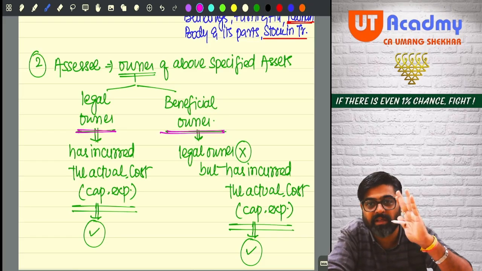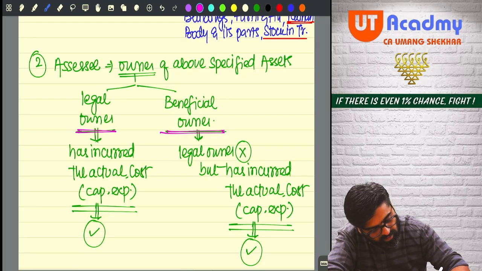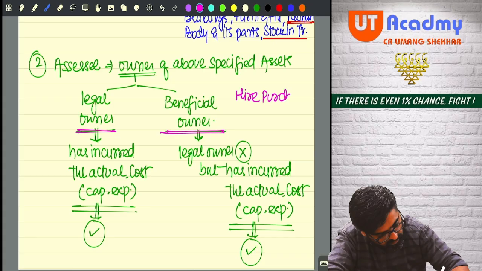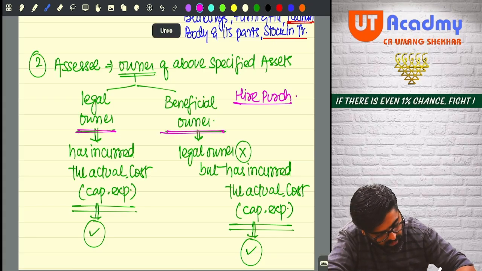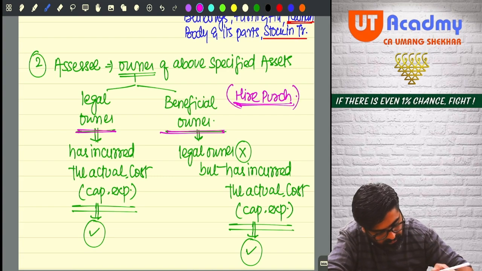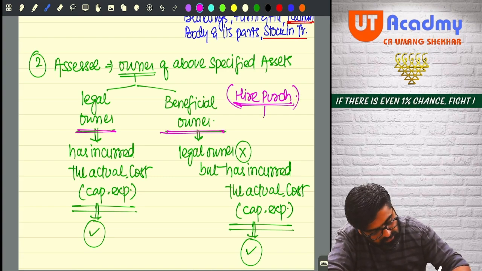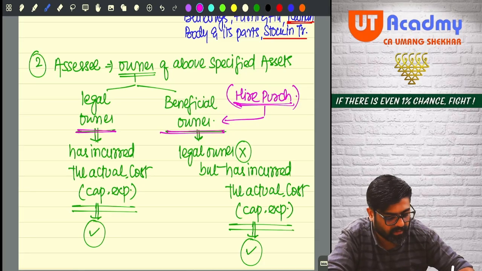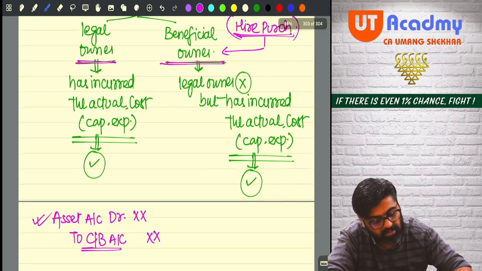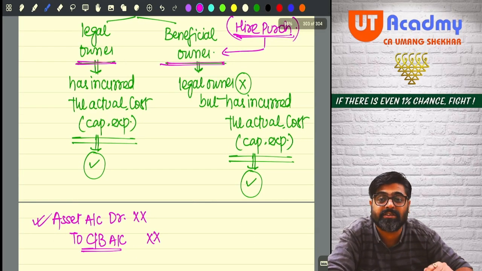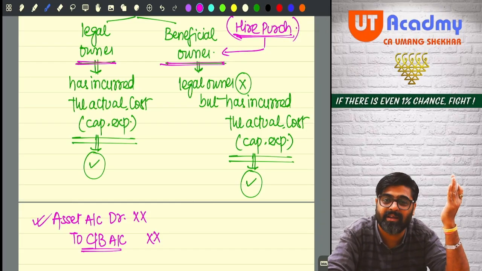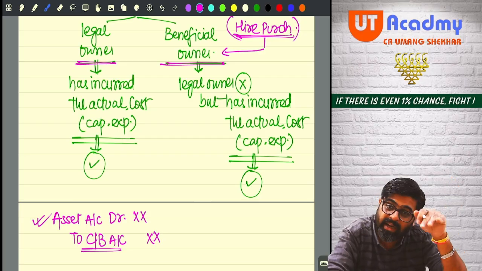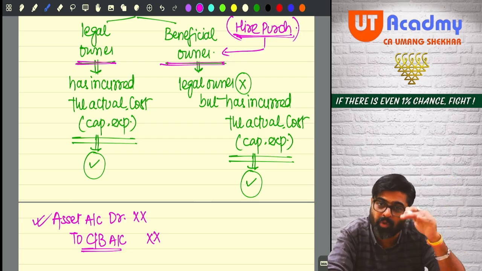So the best example is hire purchase. In the case of hire purchase, the assessee becomes the beneficial owner, and he becomes the legal owner on the payment of the last installment of hire purchase. Yes or no? He does not wait until that time for depreciation. He starts getting the depreciation right away, the moment he has bought.